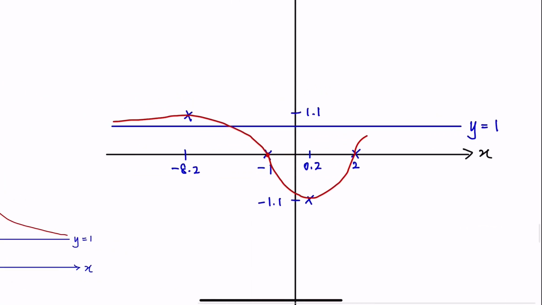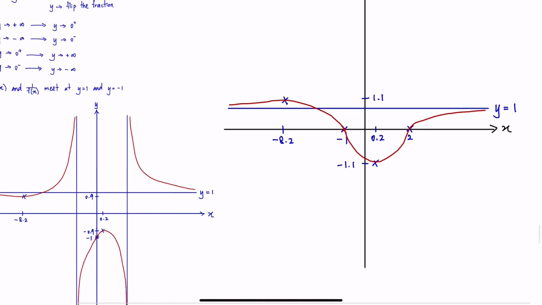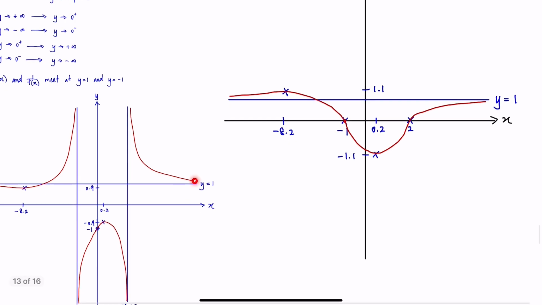And for this part, we can draw it like this. Because we basically flip this down. We need to put it down. So this should be the sketch of the curve.